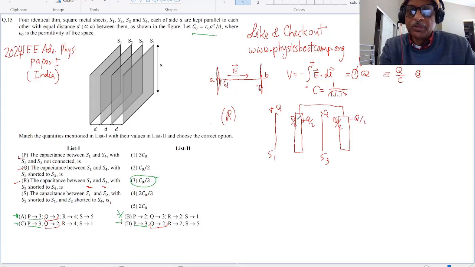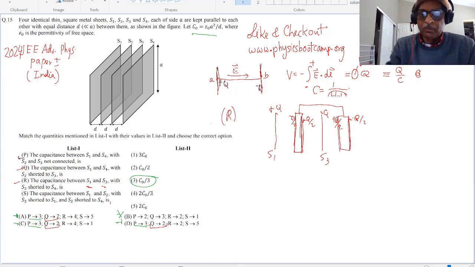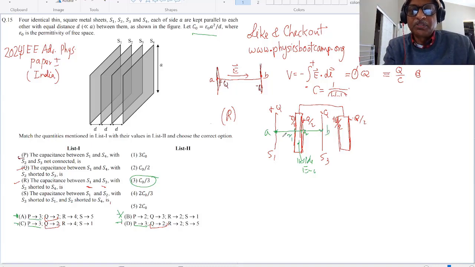Minus Q over 2. So these are the minus surfaces, and these will be the plus surfaces. Okay, so now when we do the integration from point A to R1 to R2, of course inside E is 0, and from R2 to B, I'm going to get contribution from here for electric field.